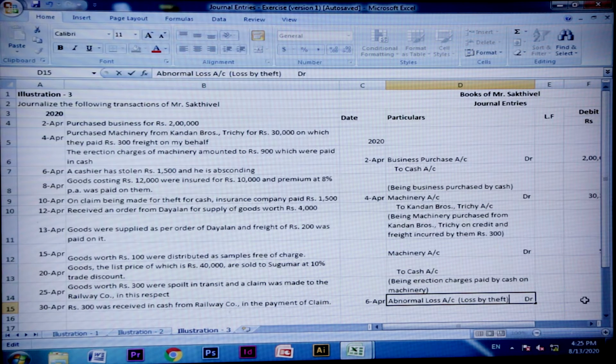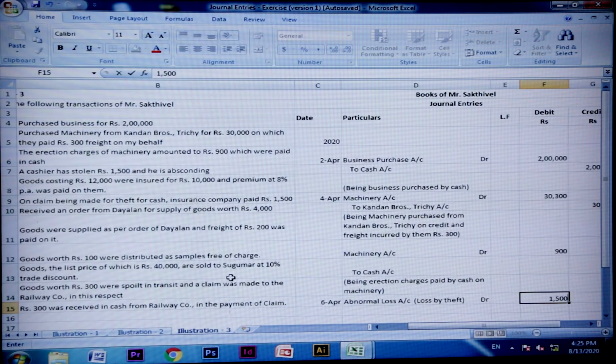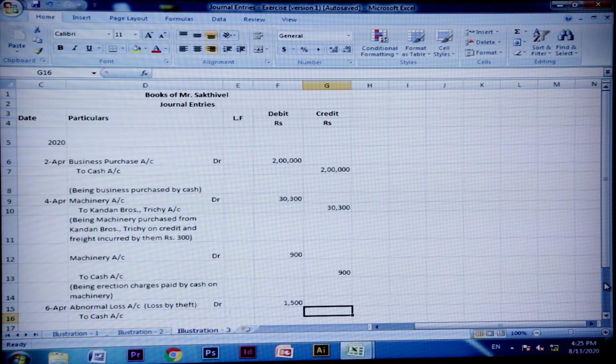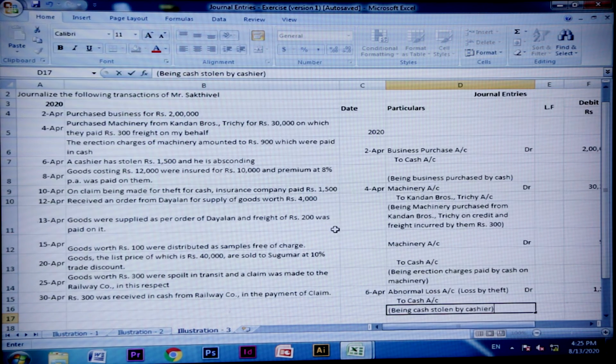Okay. Abnormal loss account debit 1500. Here the other account affected is cash account. Cash goes out: debit what comes in, credit what goes out rule. So to cash account 1500. The narration is being cash stolen by cashier, treated as abnormal loss.